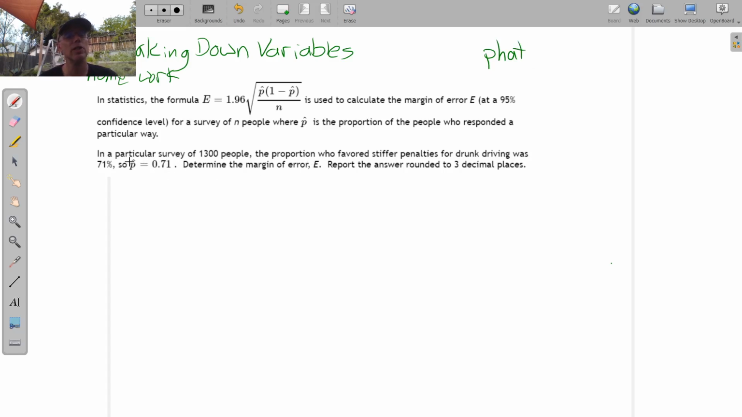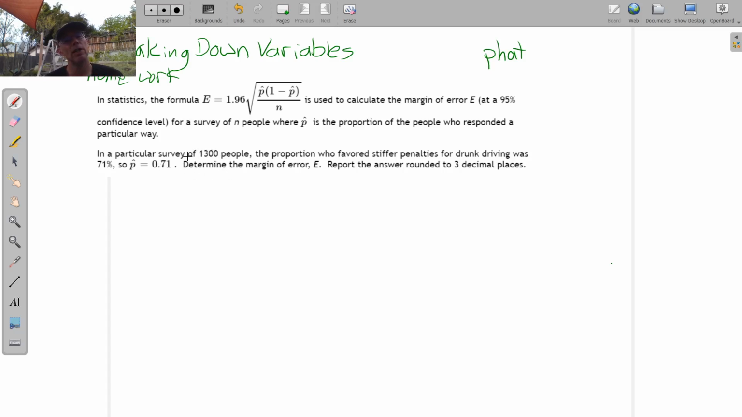Anyway, in this case, we have a survey of 1,300 people. The proportion who favored stiffer penalties for drunk driving was 71%. So as a decimal, p hat would be 0.71. They did a random sample and asked 1,300 people what they thought about stiffer penalties for drunk driving. 71% of that group said, yeah, we think there should be stiffer penalties. And the other 29% said no or something else.